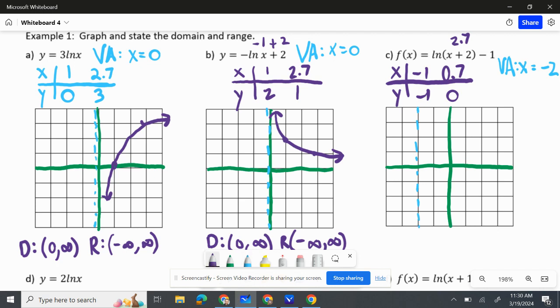And then when we plot our points, what we have is -1, -1. We have 0.7 and 0. And this right here gives us our graph. Our domain, if we're looking at it, goes from -2 to infinity. And then our range is going to be -infinity to infinity.